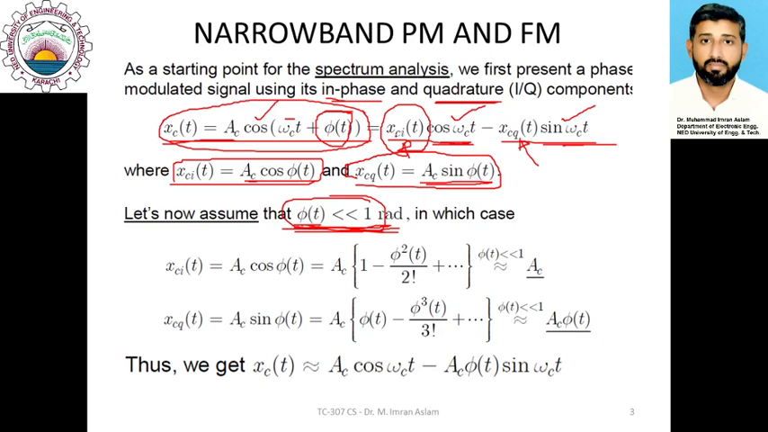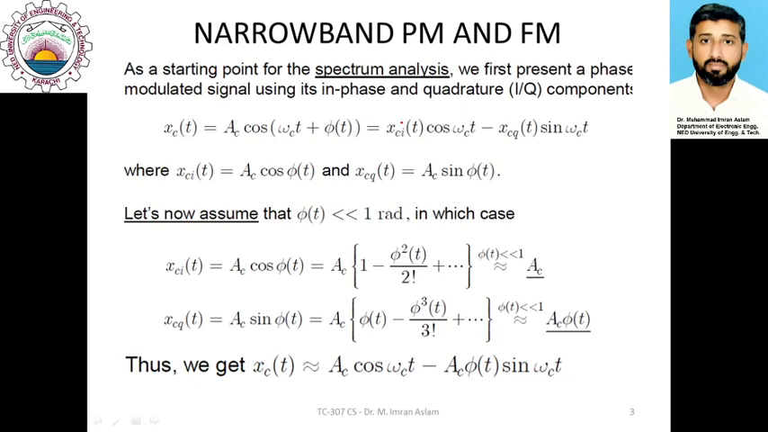So in practice, the modulated signal in both cases, FM and PM, can be represented as in phase and quadrature components like this. So we choose this as our starting point here. If we try to simplify these in phase and quadrature components with respect to our assumption where φ(t) is much smaller than 1, that is we are working on the case of narrowband PM and FM, in that case we can make some approximations just to simplify this relationship.